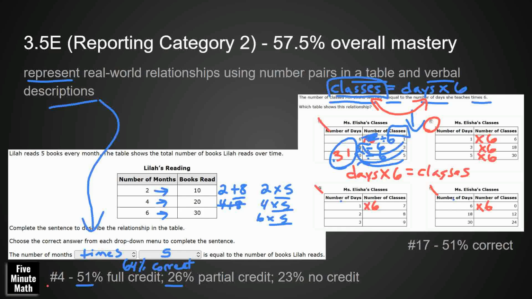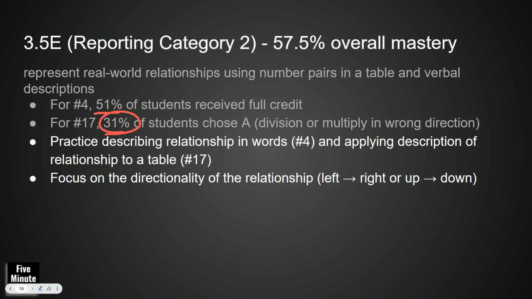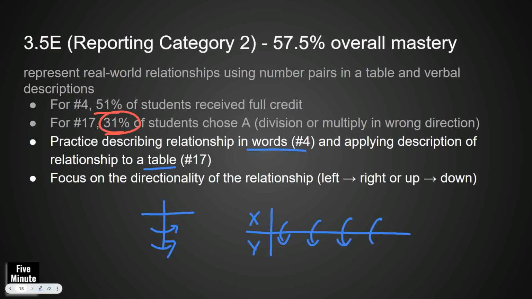So we need to help our students get that oriented correctly so we can match up the classes with the classes. And so we need to practice describing the relationship both in words and applying that description to a table. And then the directionality on both of these is left to right, right? So we're going like this. But every once in a while, you'll see a table like this, and they need to be able to go up and down. So they need to practice that directionality in both ways.